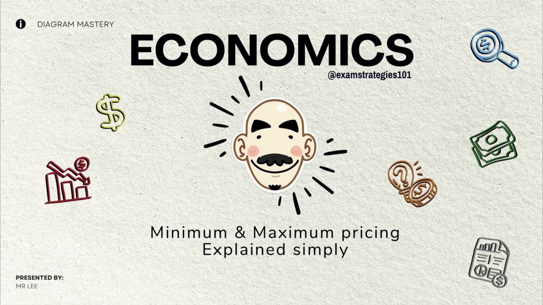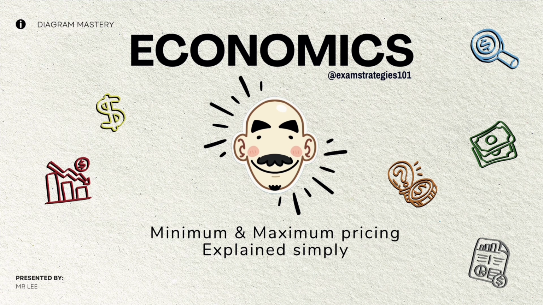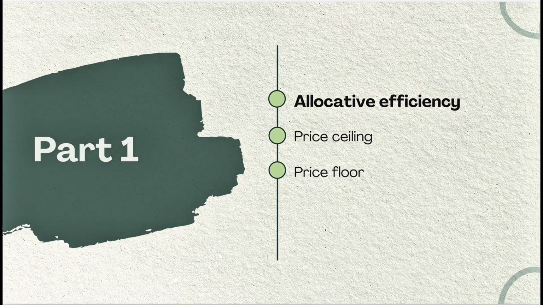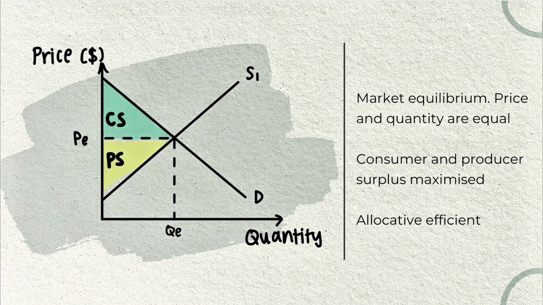In this video, I'm going to be guiding you through minimum and maximum pricing, explained simply. Before the minimum and maximum pricing, the market is in an allocative efficient state. This means where the buyers and sellers are equal, so the consumer and producer surplus are maximized. If you are unsure about the consumer and producer surplus, follow the link in the description or click here.